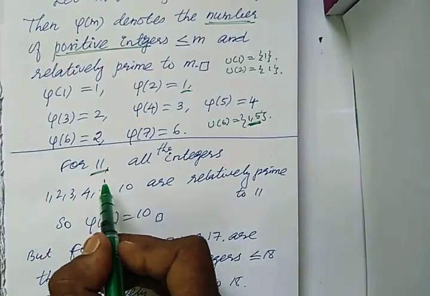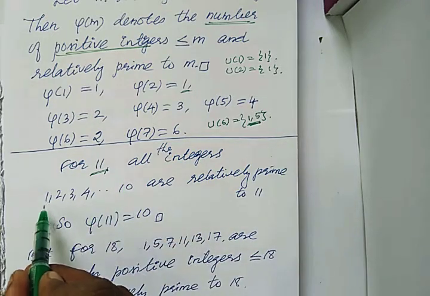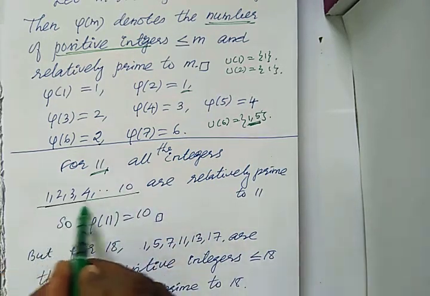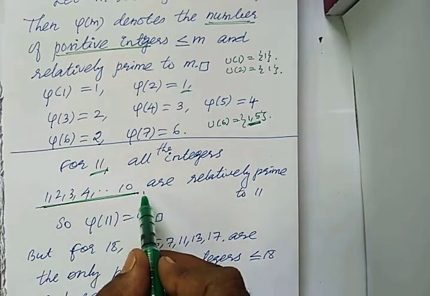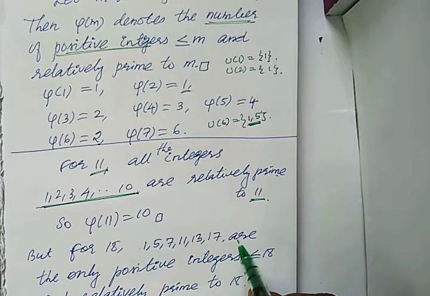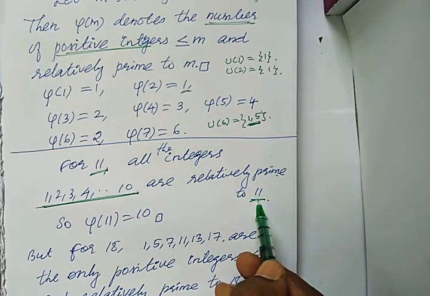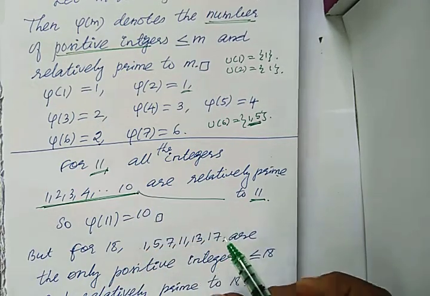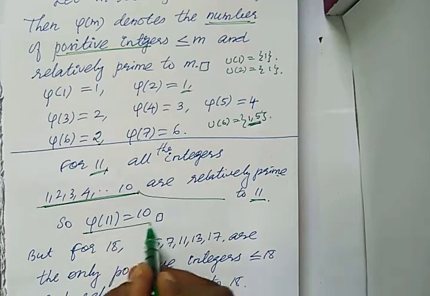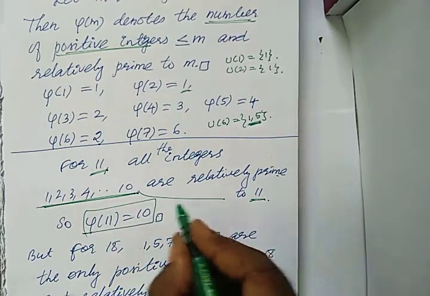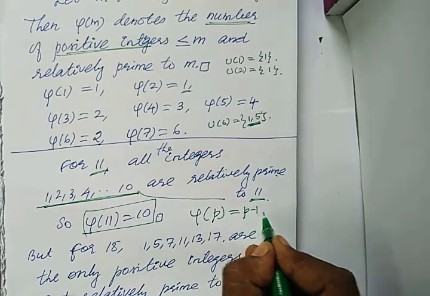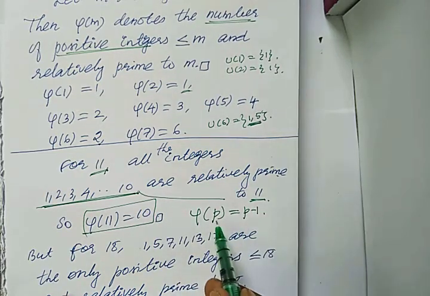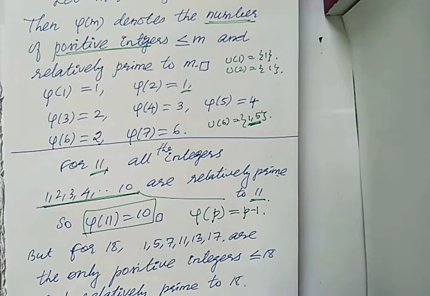Take 11. 11 is a prime number, right? So any positive integer below 11 will be relatively prime to 11, because it is a prime number. So what is phi of 11? It is 10 only. Moreover, phi of any prime number p is equal to p minus 1.